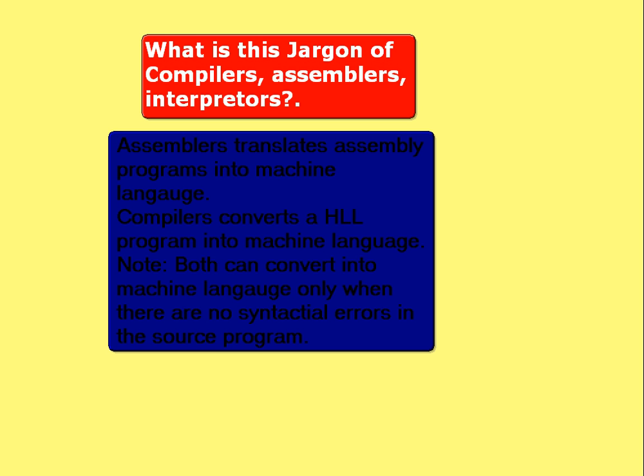Assemblers convert assembly language programs into machine language. Compilers convert high-level language programs into machine language. Both assemblers and compilers will convert the programs into machine language only if the programs are free from language-wise mistakes. They cannot dare to check any logical mistakes in our program. Logic is our programmer's responsibility.